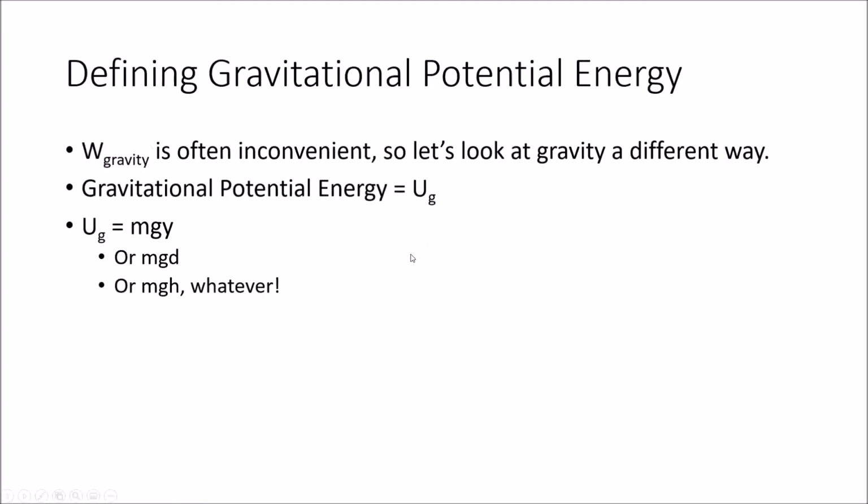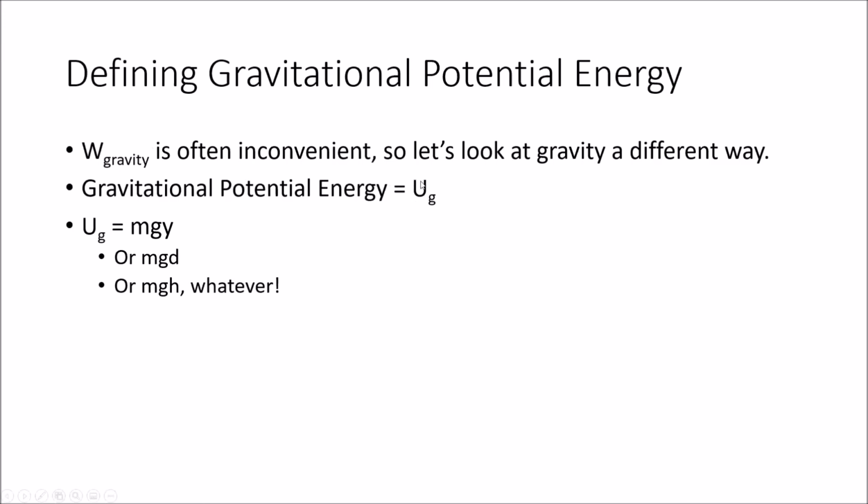Let's define an entirely new thing, something that you have not seen so far in this class, even if you have seen it in high school physics. It's called gravitational potential energy. The work done by gravity, sometimes we don't want to deal with it. So let's look at gravity through a different lens. Let's define a quantity called the gravitational potential energy. And we're going to use the letters U sub G to define that.